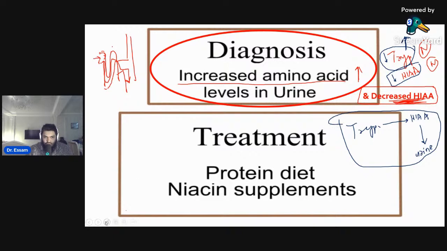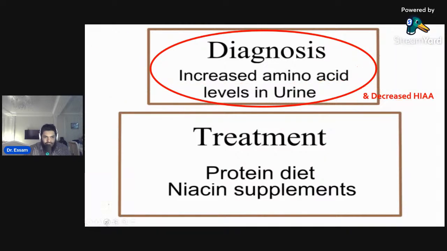But what happens when, in Hartnup's disease, tryptophan is going in the urine, tryptophan is being excreted in the urine, right? So HIAA is not being formed. Okay. And that's why HIAA will be less in the urine and tryptophan will be more in the urine. Okay. I hope you understood.